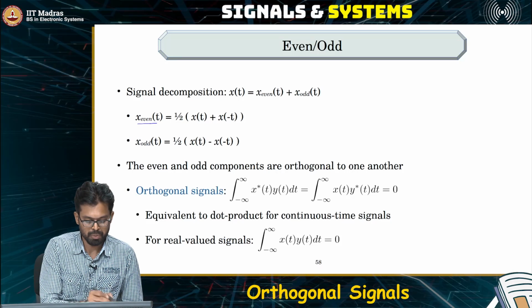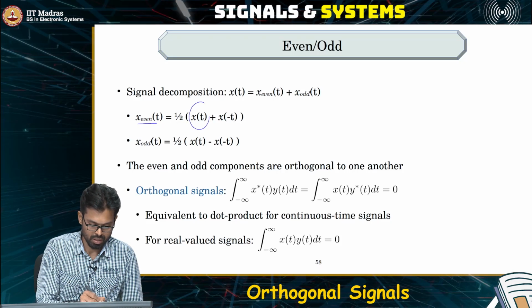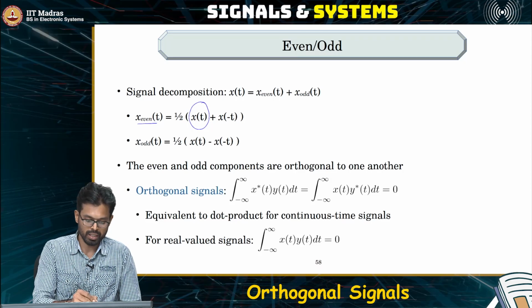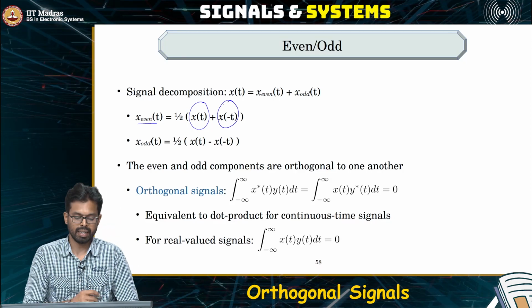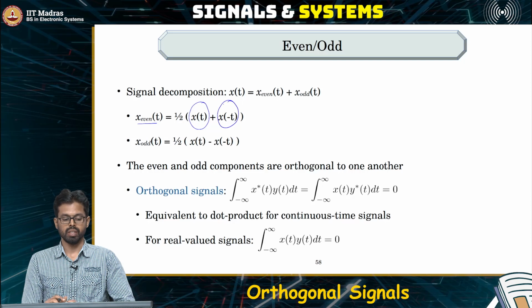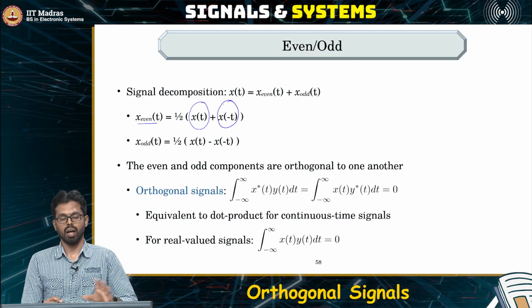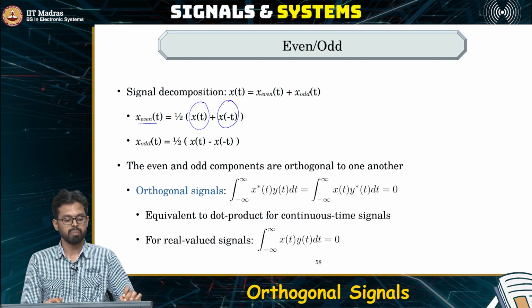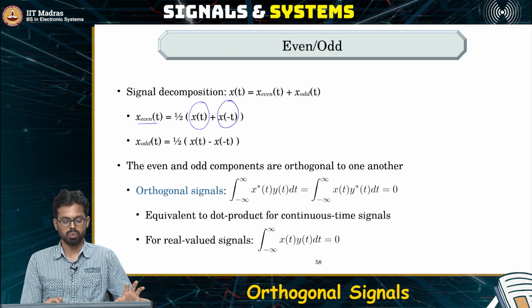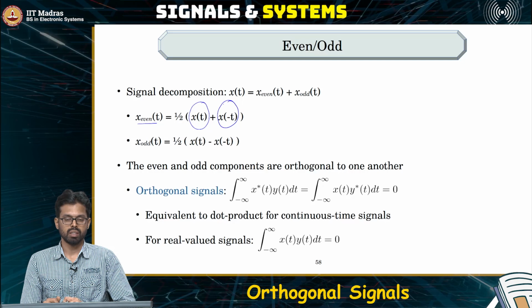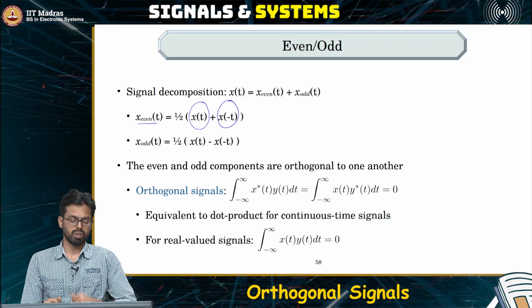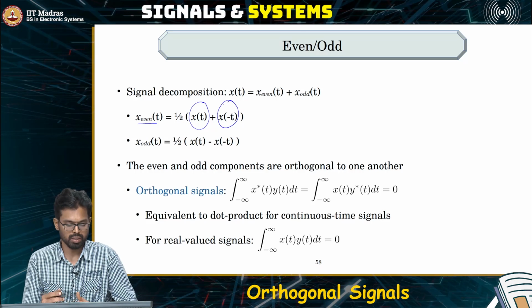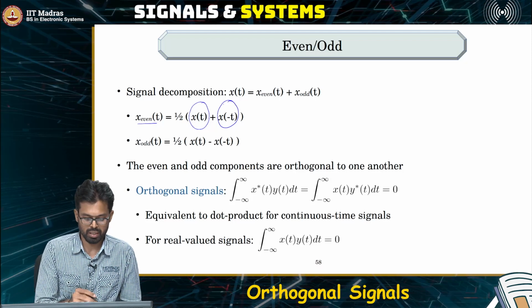All we have to do is take the signal as such and also take the time reversed component, and take the average of it. If you take the average of the signal and its time reversed component, you get the even part. If you take the time reversed version, subtract it from the actual signal, and then compute the average, what you get is the odd part. So why is this true? It's very simple, we can see that.